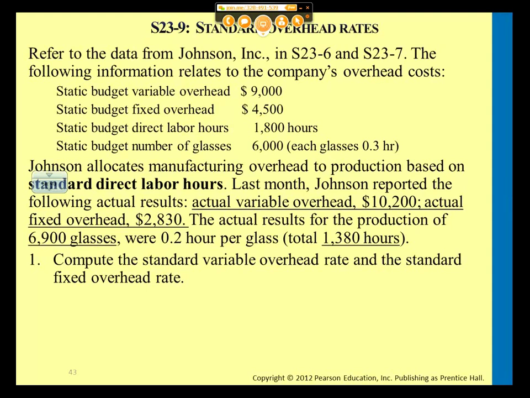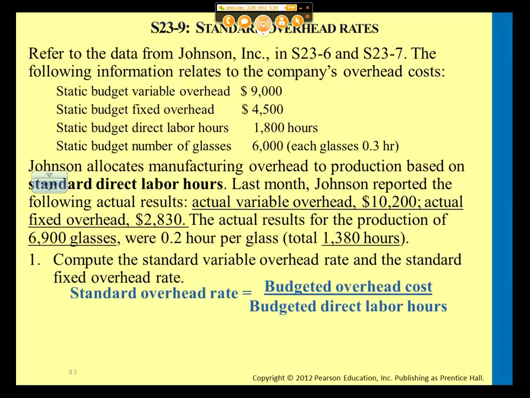Now let's remember from a couple of slides before that the standard overhead rate is your budgeted overhead cost divided by the budgeted direct labor hours. Okay? So how do I further calculate my standard variable and standard fixed? Make sure you are writing some of it down because the next one doesn't have almost any of that information. We'll be just calculating it.